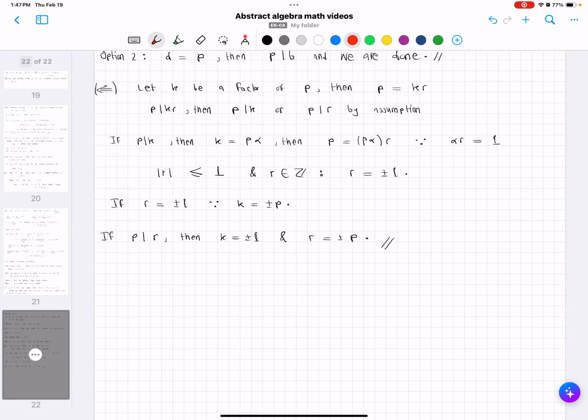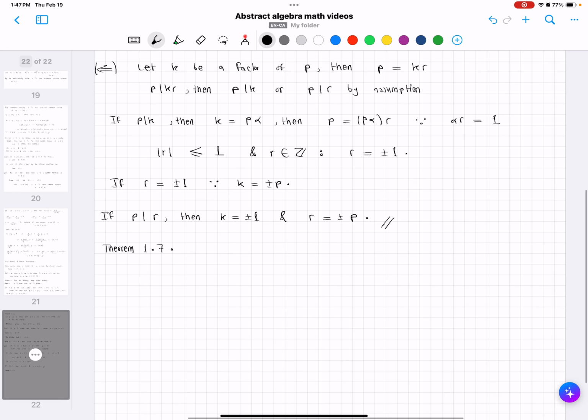So let's see the following result. It says every integer n except 0 and plus or minus 1 is a product of primes. Yeah, so let's start dissecting the idea in the next video.